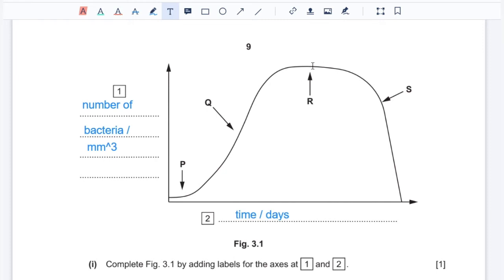In stage R, the rate of birth is equal to the rate of death, so this is the stationary phase, and the number of bacteria will remain the same. In stage S, the number of bacteria will decrease, and this is the death phase where the birth rate is less than the death rate.